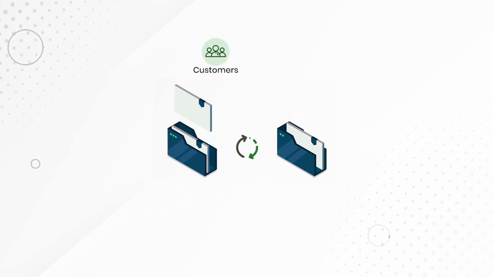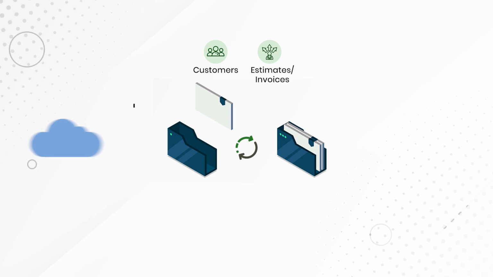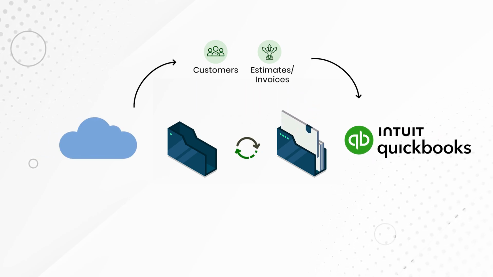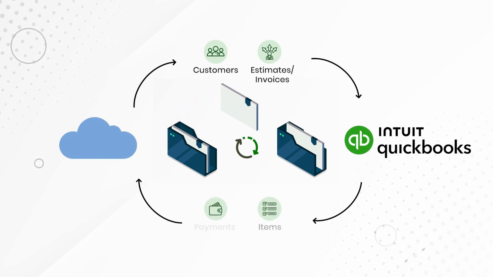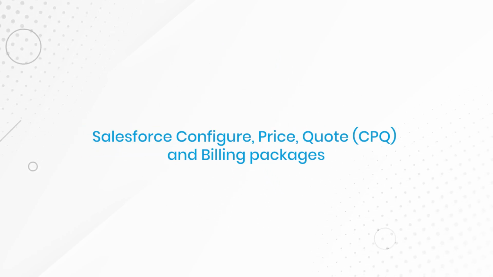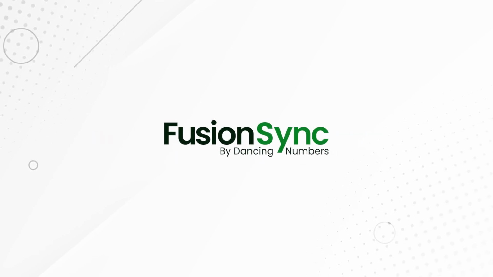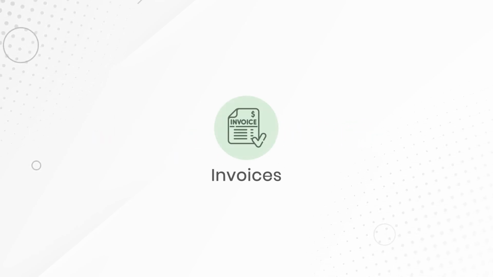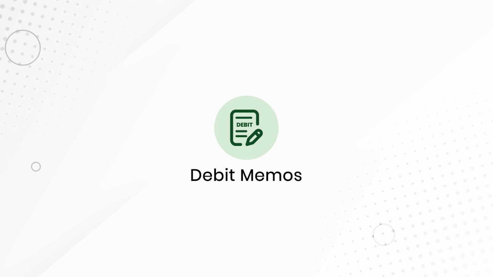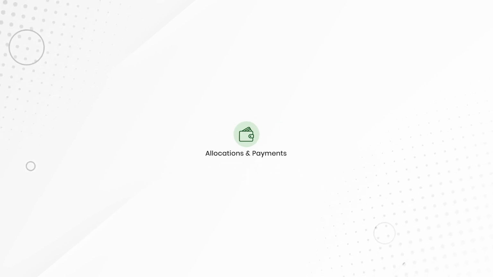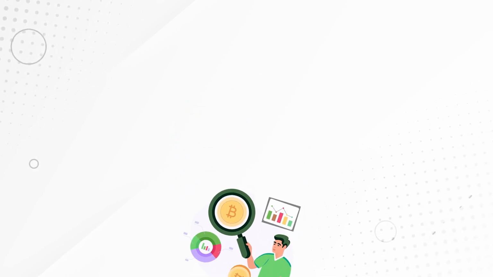FusionSync allows transferring customers, estimates, and invoices from Salesforce to QuickBooks Online, and items or payments from QuickBooks Online to Salesforce. If you use Salesforce Configure, Price, Quote (CPQ) and billing packages, then FusionSync can also sync invoices, credit memos, debit memos, allocations, and payments for consistent financial records.